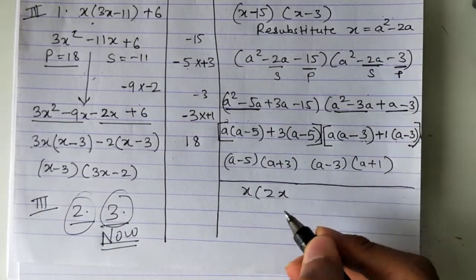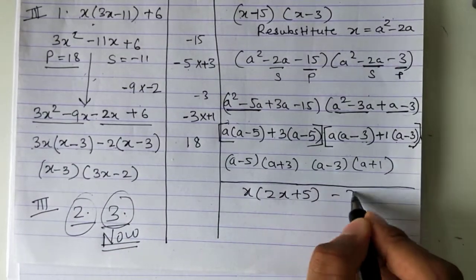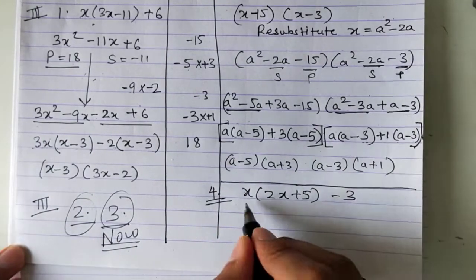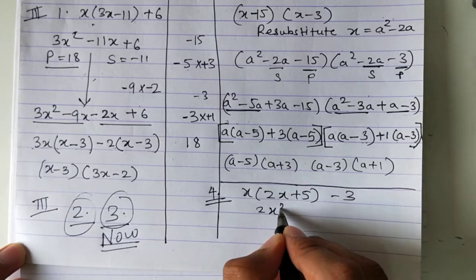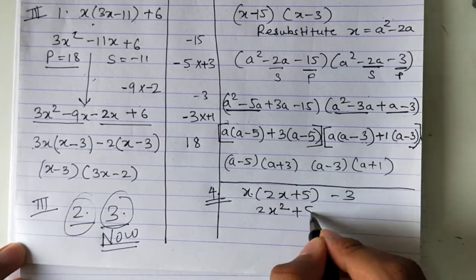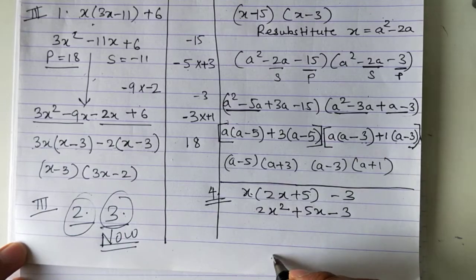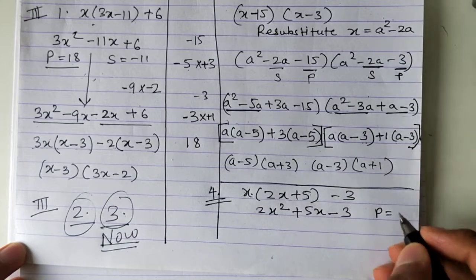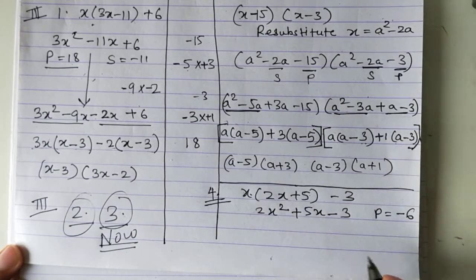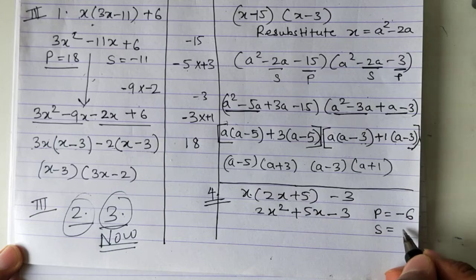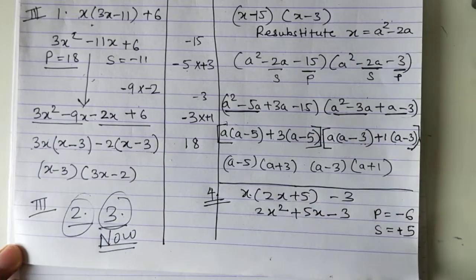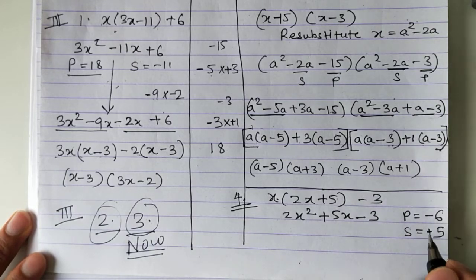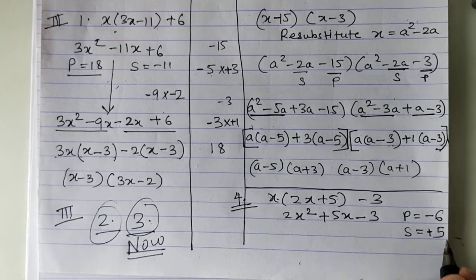In fact, the fourth one is also the same, but still one more sum. This is the fourth one. Open the brackets. So this will become 2x square, x into 5 is 5x, minus 3. So 2 into minus 3, the product should be minus 6, and there is plus 5, so the sum should be plus 5. Think of two numbers to get product as minus 6 and sum as plus 5.